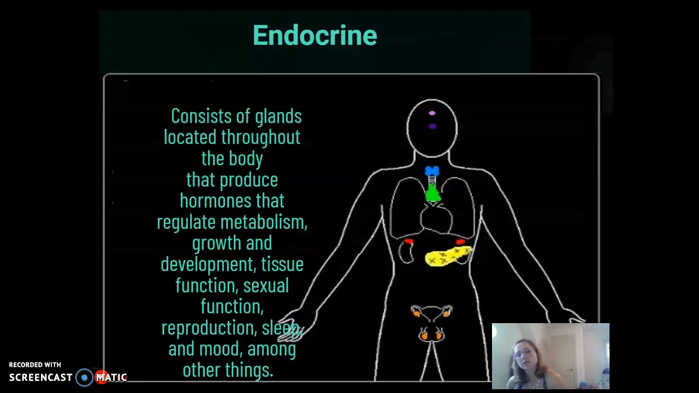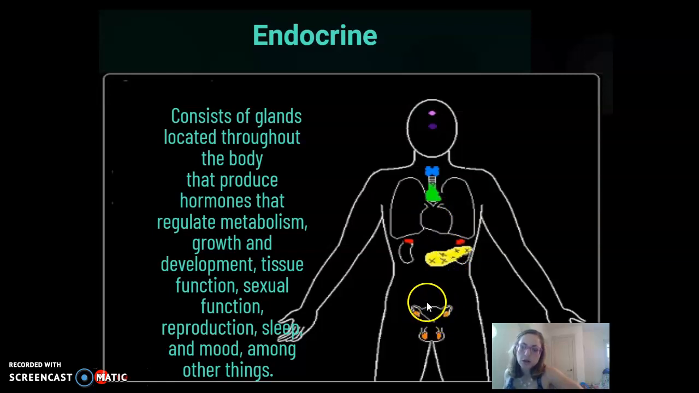So the endocrine system is very complex, and I'm not going to get into all of it. One thing to note, though, is that it's made of a lot of different organs, and these organs are not attached to each other. So unlike other body systems where everything is kind of like linear, these are just spaced throughout the body and they're not attached.